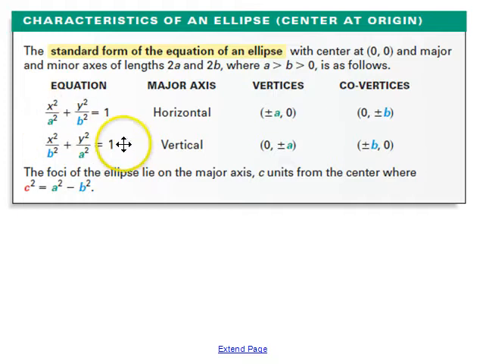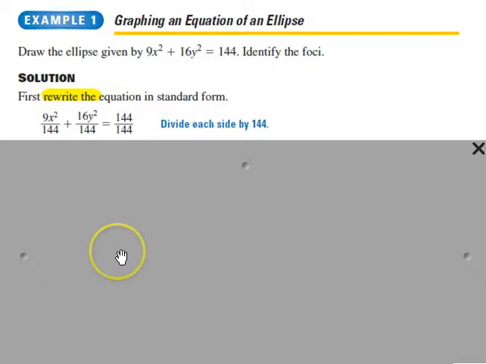They say the same two different equations and the same point: when a, in other words the larger number, is under the x term, it's horizontal. When a, the larger term, is under y, it's a vertical ellipse. That's all I'm going to talk about right now. Like I said, I'm going to come back to this discussion of the focuses, or as the textbook calls them, the foci. Now, as promised, here's that example.